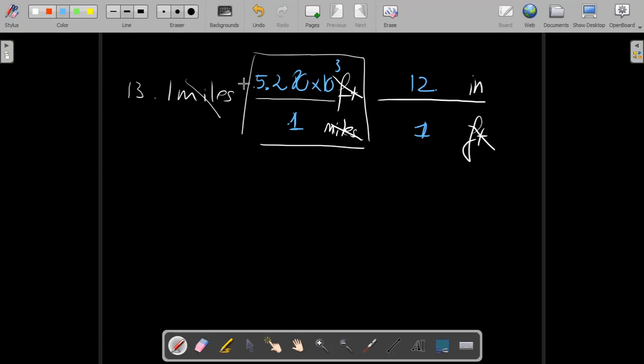Now, everything that is at the top will multiply one another. So 13.1 multiplying 5.280 times 10 to the 3 times 12. Make sure that you know how to enter these in your calculator. You should have a key that looks very similar to x10, and then exponent, the word exponent, 3.